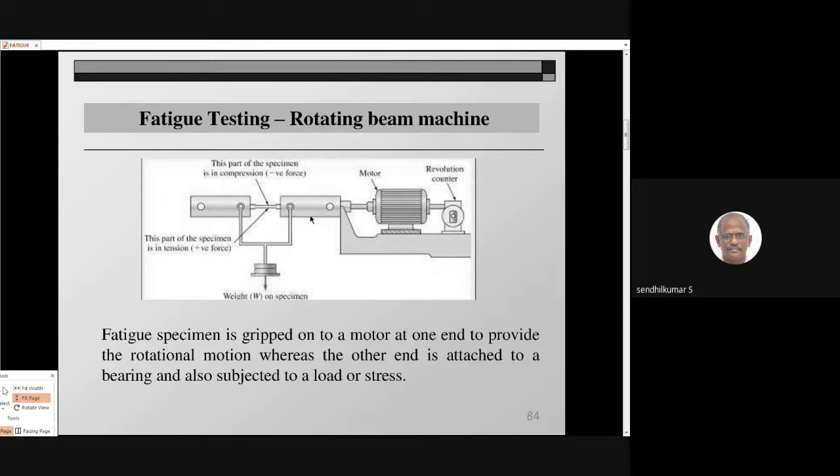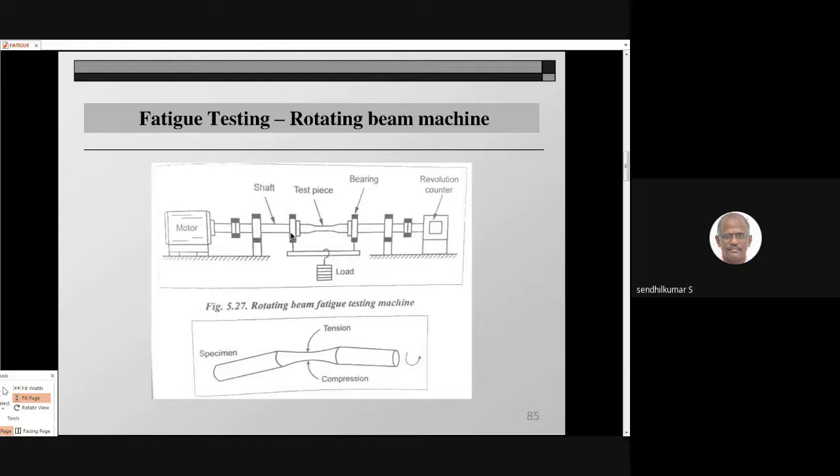So this fatigue specimen is gripped to a motor at one end to provide the rotational motion, whereas the other end is attached to the bearing which is subjected to the loads or stresses. This is the actual configuration of our rotating beam machine. We have a shaft which connects a test piece, and there will be two bearings. From that bearing we have the weight anchor where we add the loads. On the other end, either left or right, we have the revolution counter, counting how many rotations have taken place for this specimen.